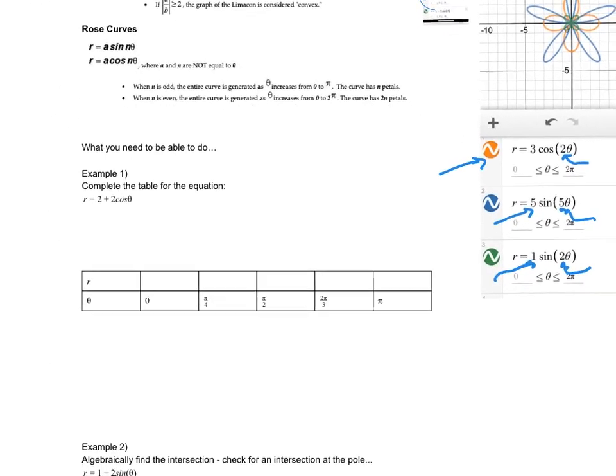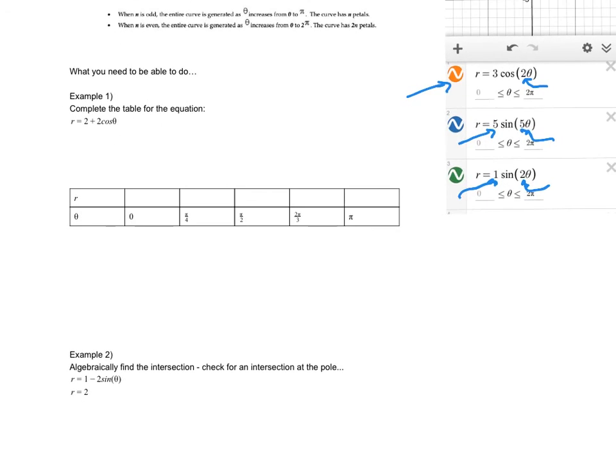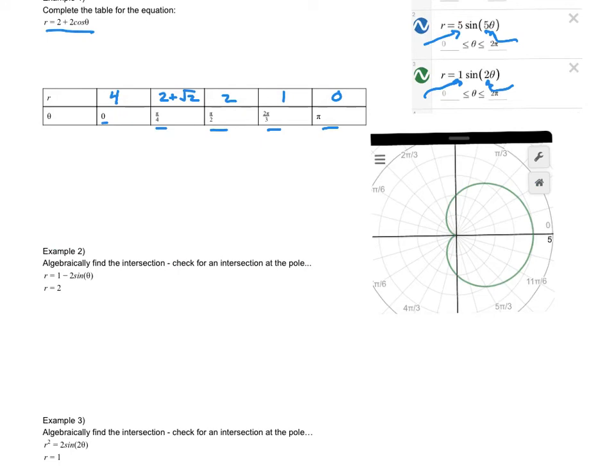Now that we've talked about some cool graphs, let's talk about what you're going to need to be able to do for your test next week. The first thing is you need to be able to complete a table given some theta values to find some R values. So with your function r equals 2 plus 2 cos theta, we are going to put in the given theta values to find r values. I'll go ahead and complete that table. You can pause the video and complete that table on your own, and we will compare values in just a moment. All right, I've filled out my table, and I hope you've done something similar.